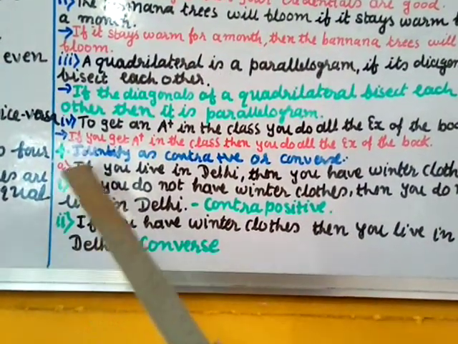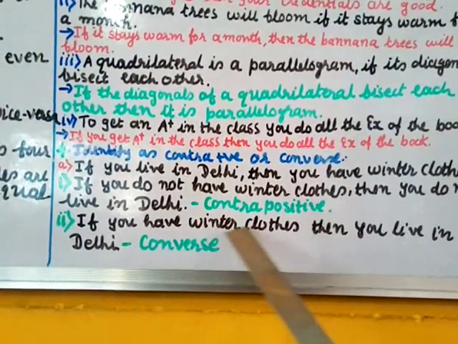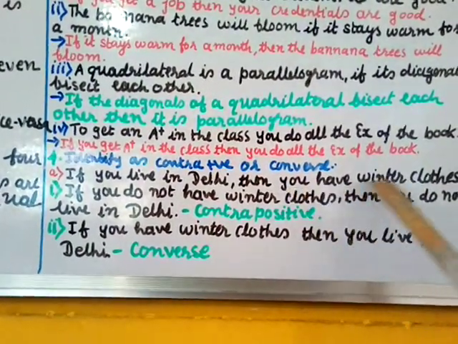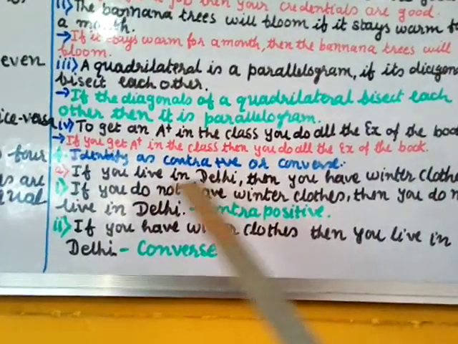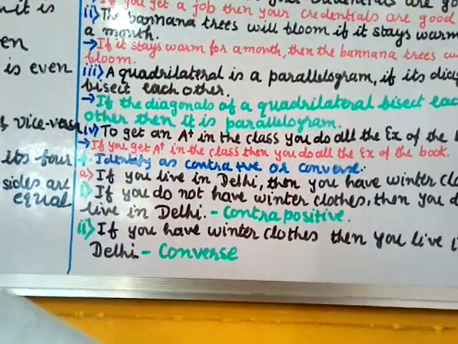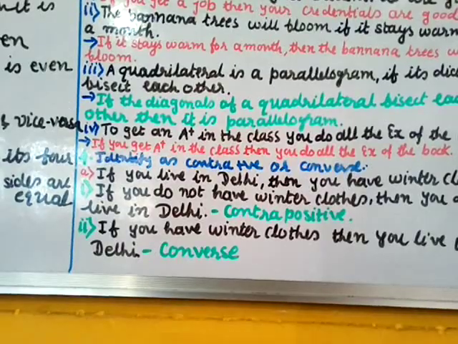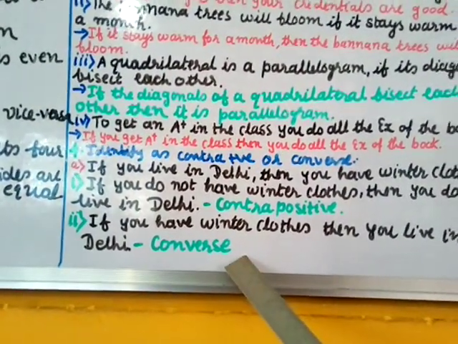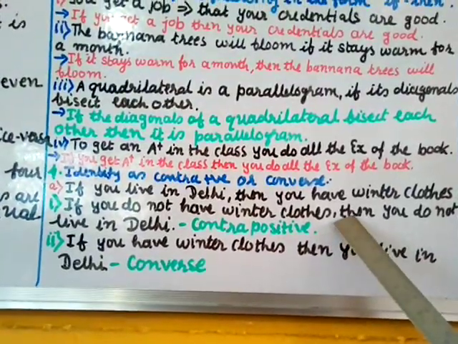And Roman number 2 for part A is, if you have winter clothes, then you live in Delhi. So this is the statement Q implies statement P. For the statement P implies Q, if you write it as Q implies P, then that is called your converse. So this is a converse and this is a contrapositive.